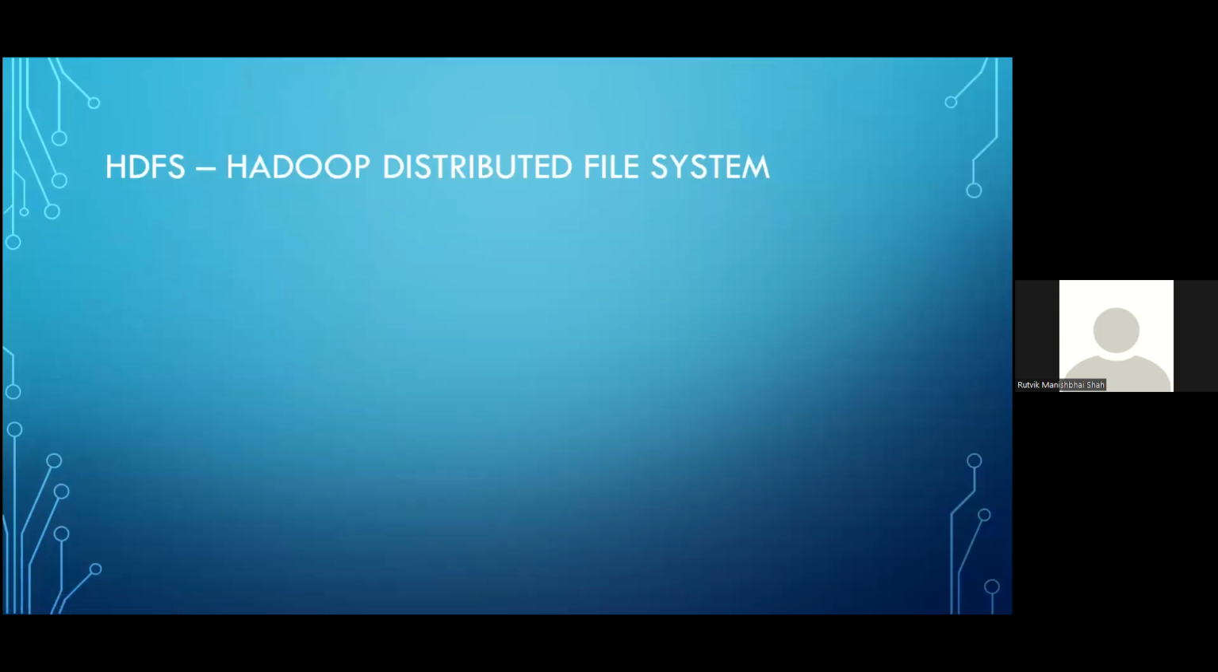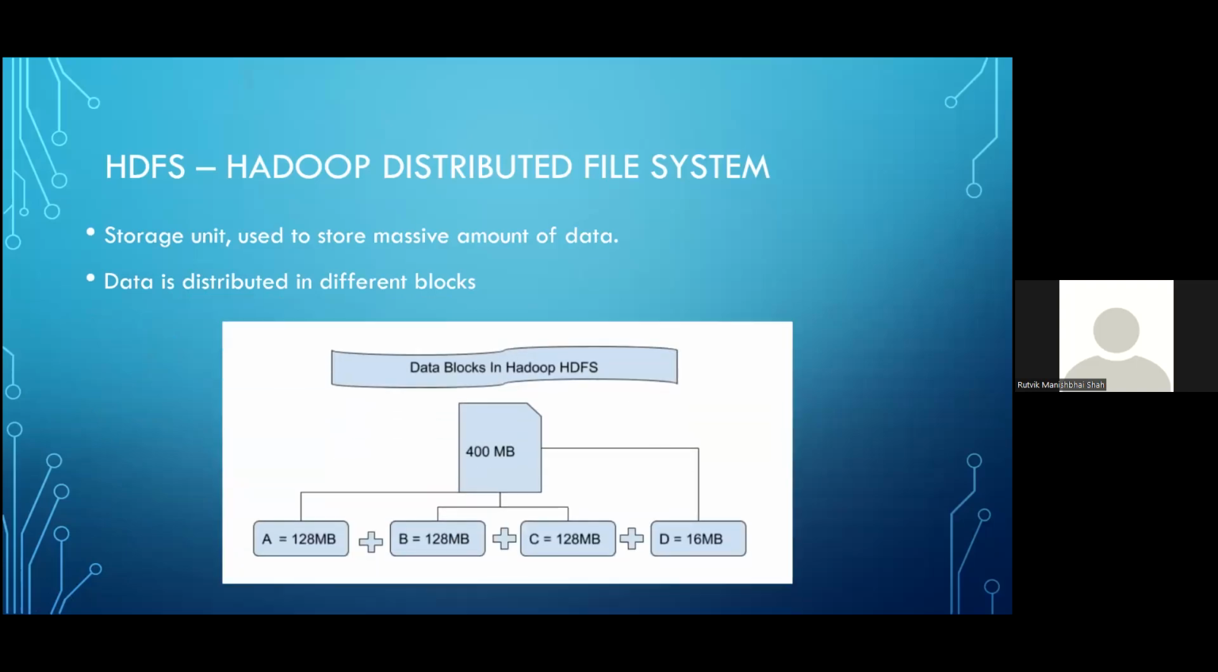The first one is HDFS, which stands for the Hadoop Distributed File System. It is used to store massive amounts of data, and instead of storing it in one system, all the data gets divided into smaller blocks. By default the replication limit is 3. However, we can also update this manually.